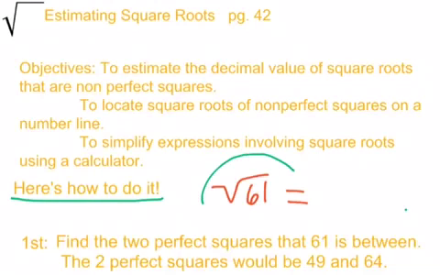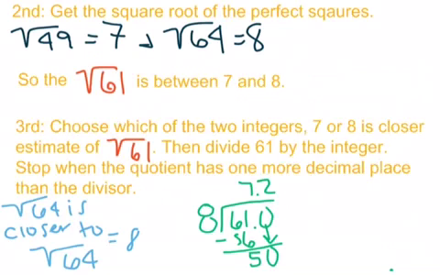First, we're going to do the square root of 61. First we find the two perfect squares that 61 is between, which is going to be 49 and 64. Second, get the square root of the perfect squares. 49's square root is 7, 64's square root is 8. So the square root of 61 is between 7 and 8. So our answer is going to be somewhere around that number, okay?